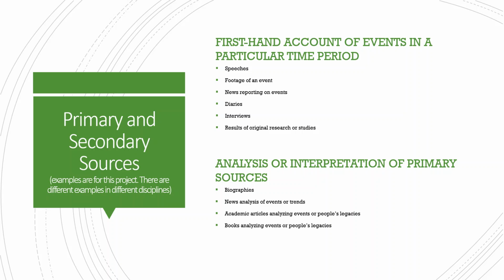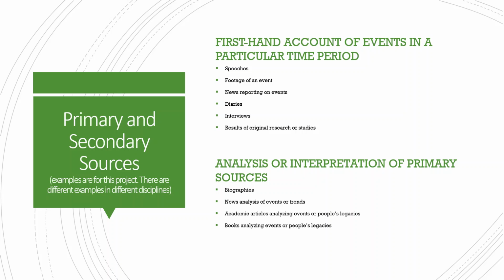It could be footage of an event, a historical event that maybe led to the person taking action that led them to win the prize. It could be news reporting on the event, the person's diaries, or interviews with the person. Those are firsthand interviews. In other disciplines, like the sciences, if you have a winner who's a scientist, it could be their original research study, which led to the win of their prize, so their actual research findings.